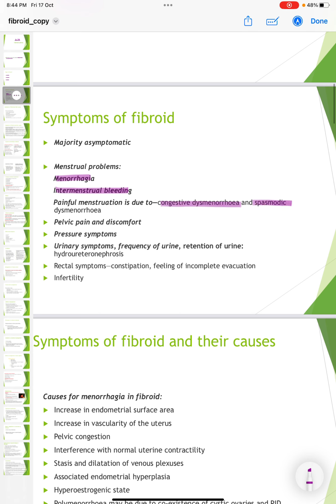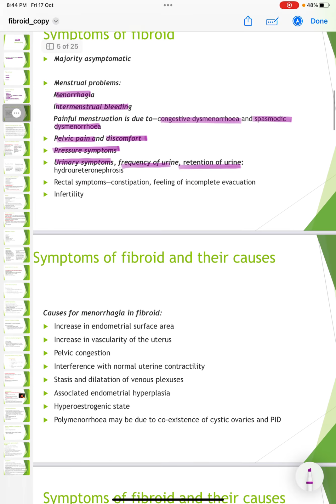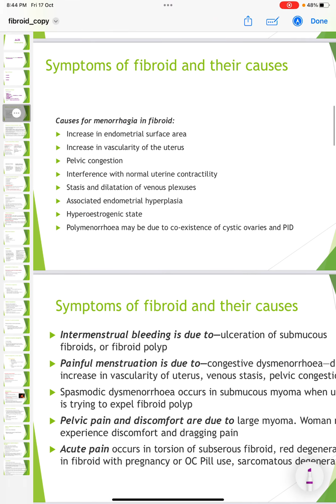and spasmodic dysmenorrhea, pelvic pain, discomfort, pressure symptoms, urinary symptoms like frequency of urine, retention of urine, and hydroureteronephrosis, rectal symptoms, constipation, feeling of incomplete evacuation, and infertility.